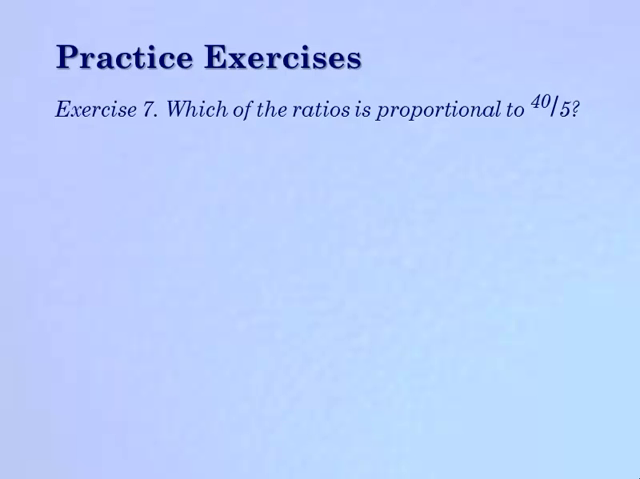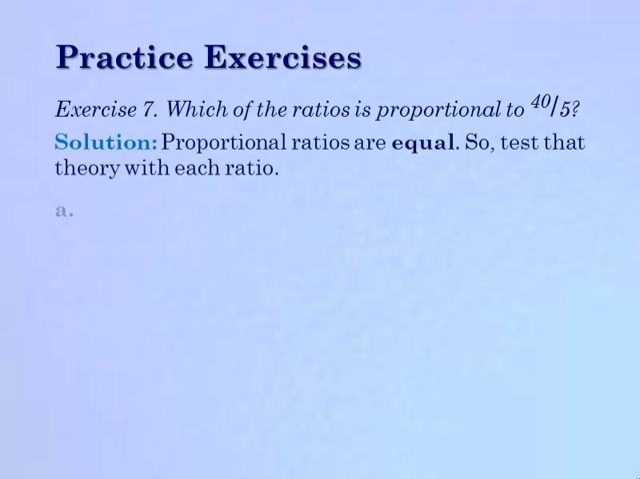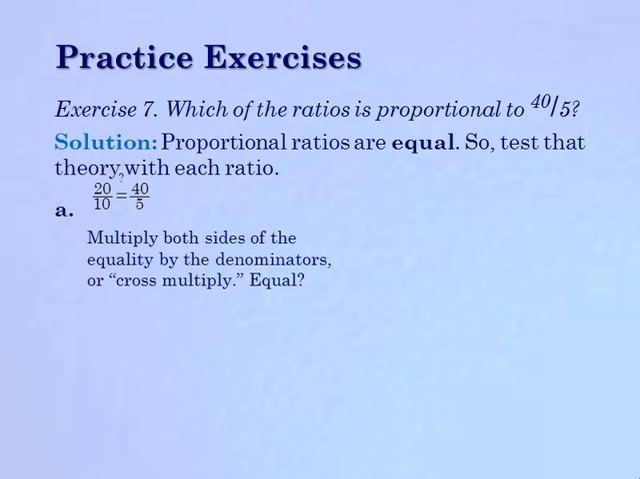Now, exercise 7 asks you, which of the ratios is proportional to the ratio 40 to 5? Well, proportional ratios are equal, so test that theory with each ratio. So is 20 to 10 equal to 40 to 5? Well, we multiply both sides by the denominators, or cross-multiply. So we multiply 20 over 10 times 10 and 5, and 40 over 5 times 10 and 5. The 10s will cancel, and we'll be left with 20 times 5, and the 5s will cancel, so we'll be left with 40 times 10.